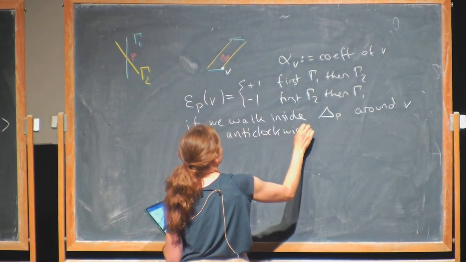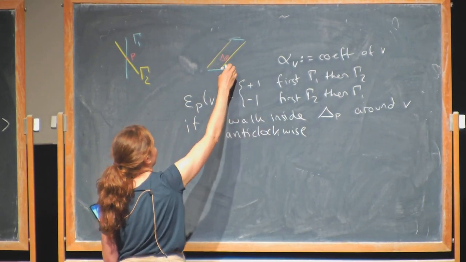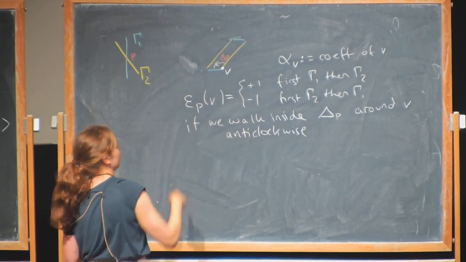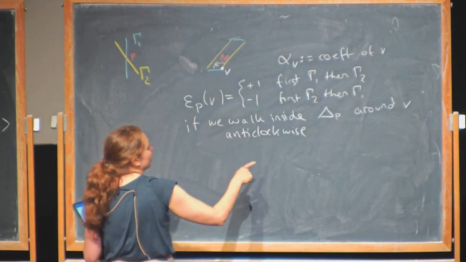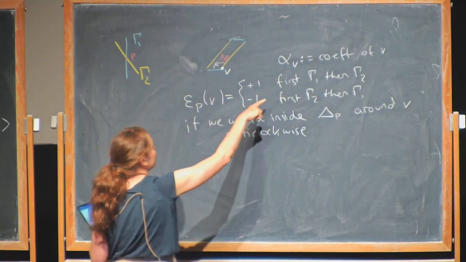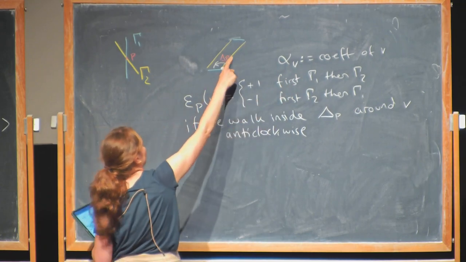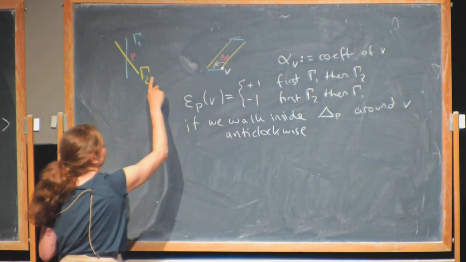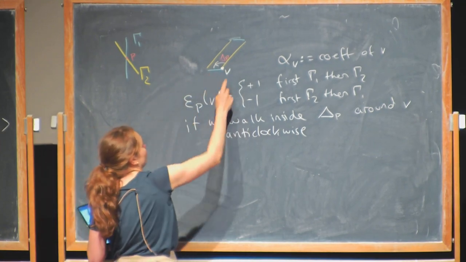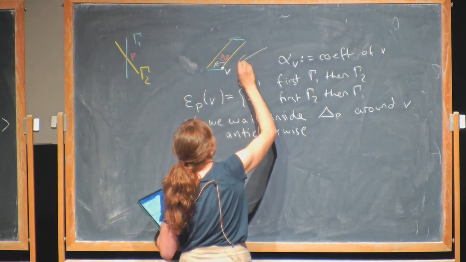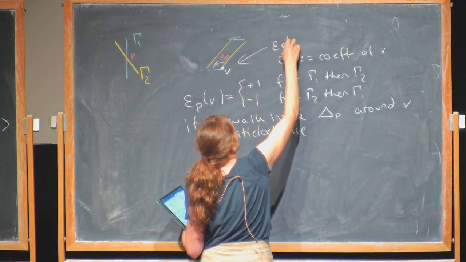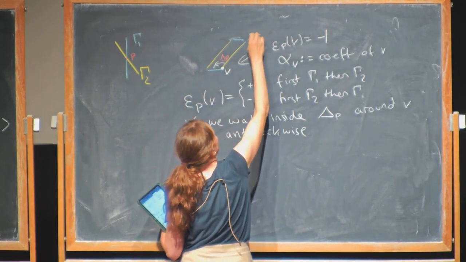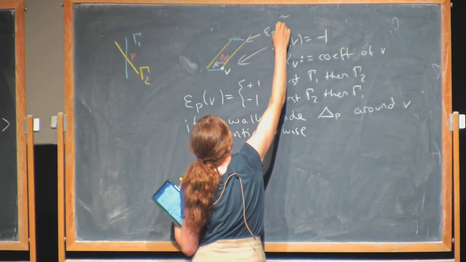So let's do this in an example. I want to go anticlockwise, so that's this way. I walk around v inside here, then by first gamma 1 or gamma 2, I mean the edge dual to something from gamma 1 or gamma 2. In this case, we start with the yellow one, so it's first gamma 2, and then gamma 1. So here, in this example, epsilon p of v is minus 1, but for example, here it would be plus 1.